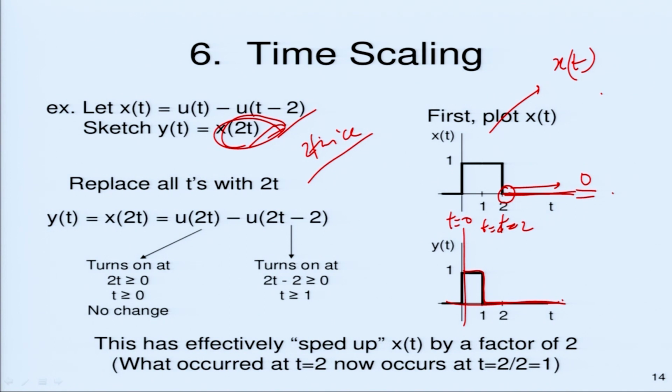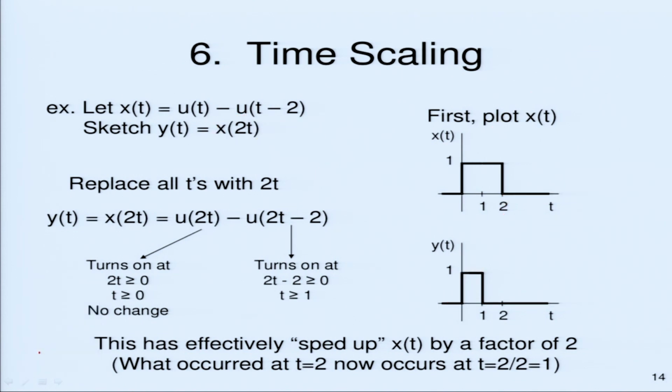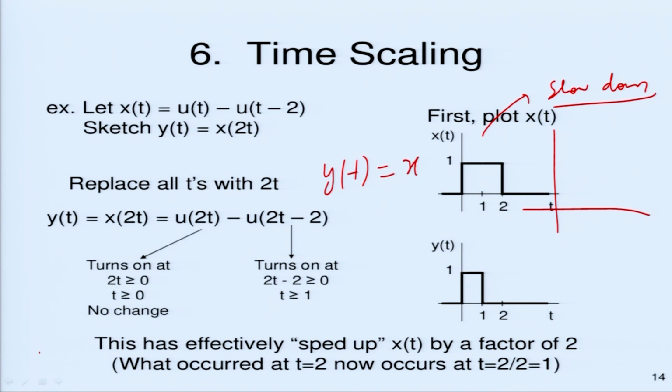Similarly, suppose here you want to slow down the signal, how will we do it? See, this is the basic signal x(t). If you want to slow down, what does that mean? y(t) is equal to x(t/2).